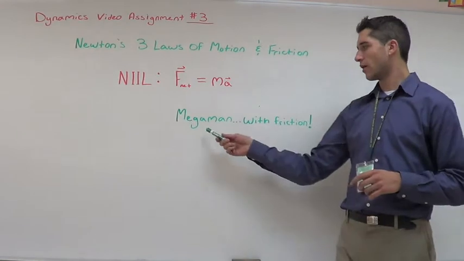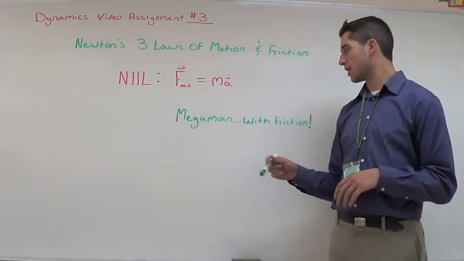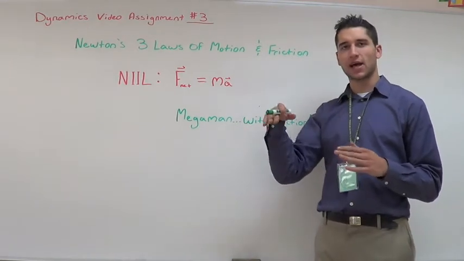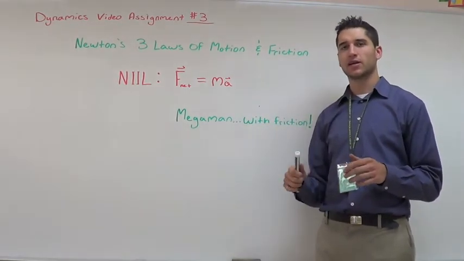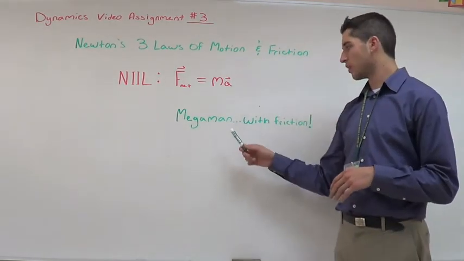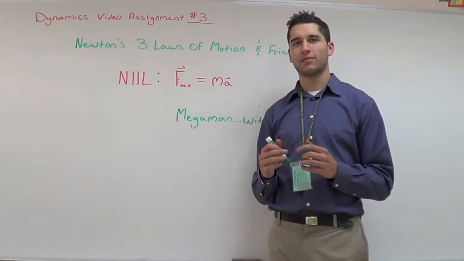I don't know how many of you have seen the game Mega Man. Mega Man likes to slide along the ground. And you notice when he's sliding, he stays at a constant velocity. But if we apply a force of friction to Mega Man, I want to know what's going to happen.